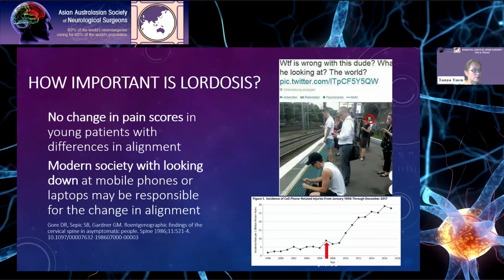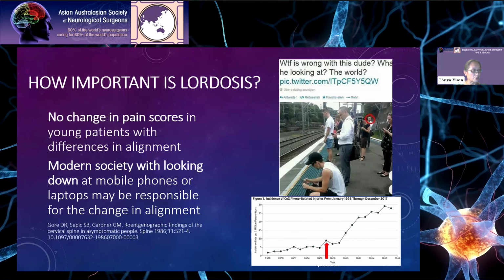So how important is lordosis? Is the non-lordotic cervical spine pathological? I think the evidence is inconclusive. Studies have shown that lack of lordosis does not equate to symptoms. There's a study of young patients who found no difference in pain scores between various cervical spine alignment subgroups, and it concluded that the differences in cervical spine alignment was not due to degenerative changes or muscular spasm.